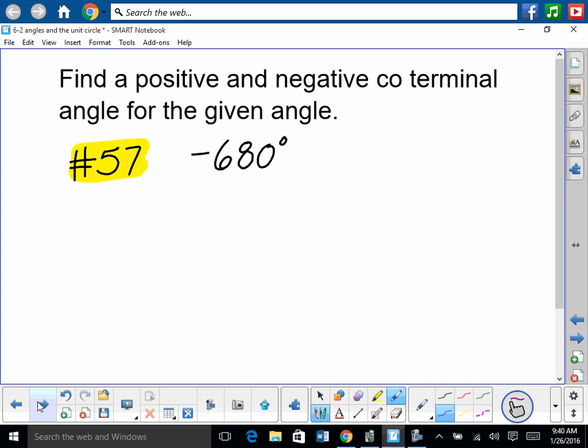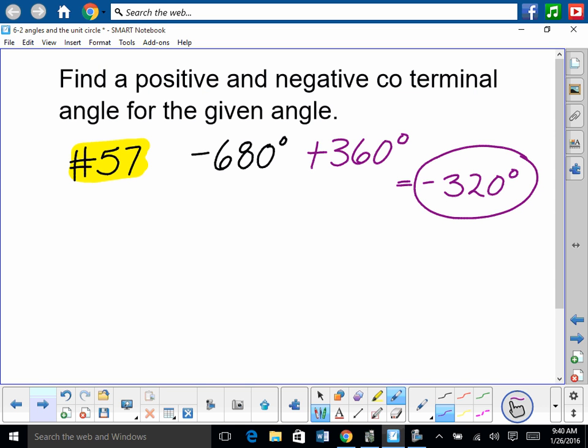Sweet. And then number 57 I'm going to do with you really quick. It says find a positive and a negative coterminal angle for the given angles. So a positive one and a negative one. Yours might be different than your neighbor's as long as you have one positive, one negative. You can do this a couple different ways. Can't I take negative 680 and add 360? Okay, so I'm going to do that. Negative 680 plus 360, I get negative 320 degrees. It's coterminal and it's negative, right?